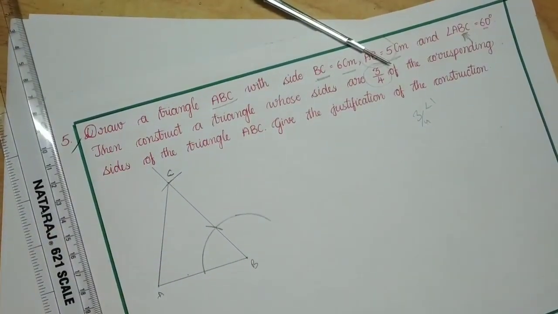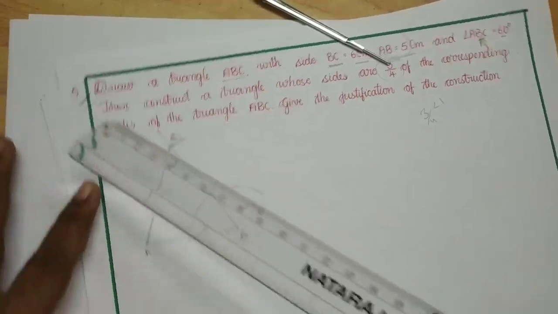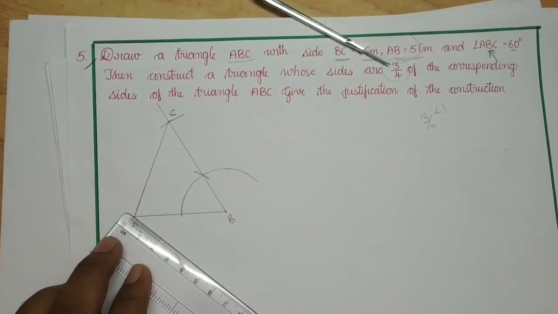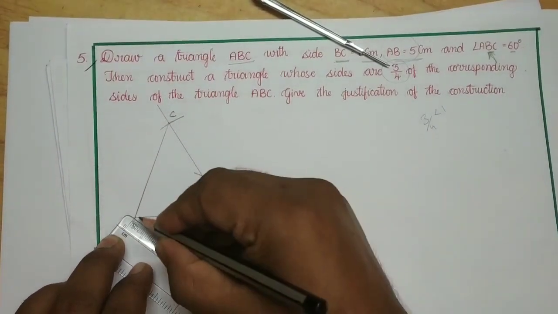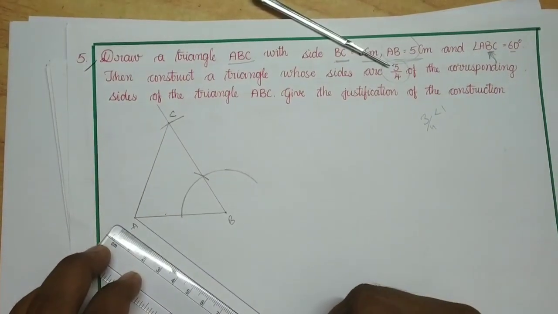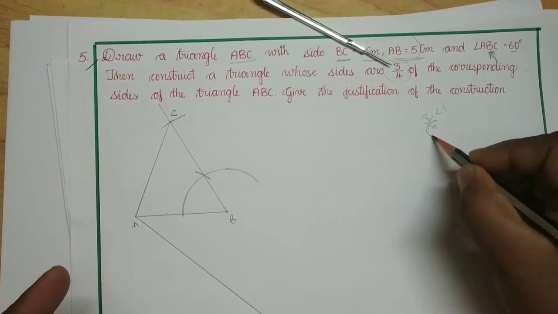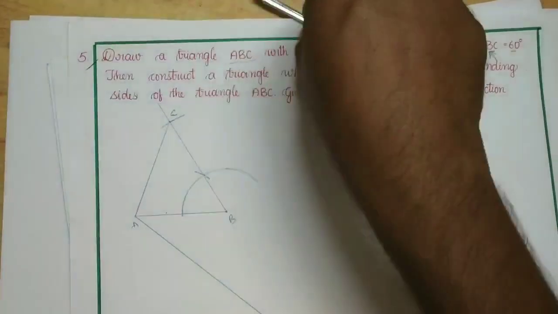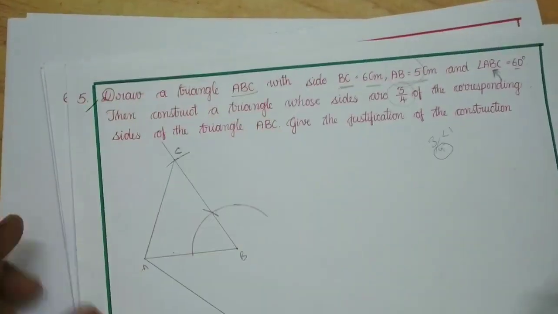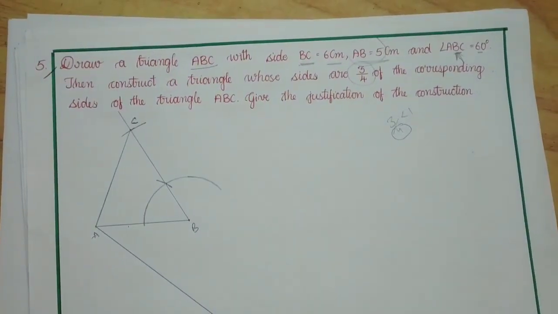After this, you know how to do that. So draw a line with an acute angle. This is AX. Okay. Now what is the bigger number there? 4. So 4 number of arcs we have to make of equal length. Okay, 4 equal arcs.